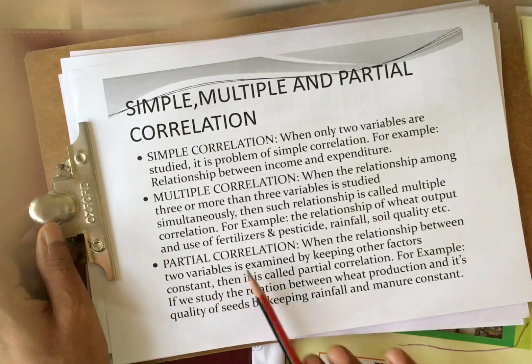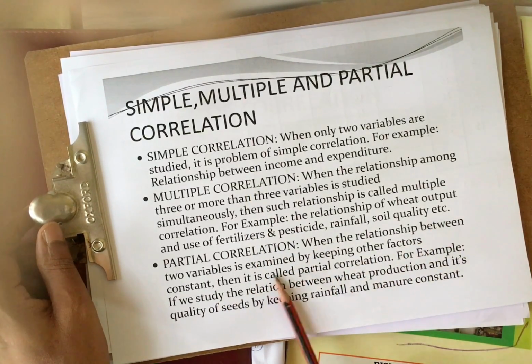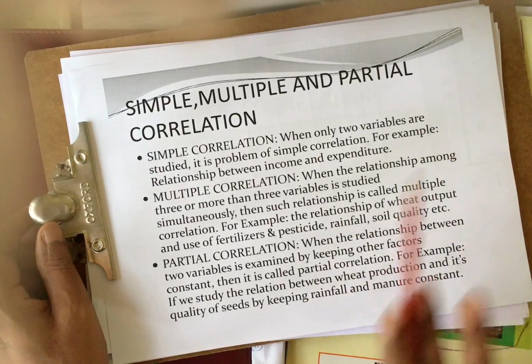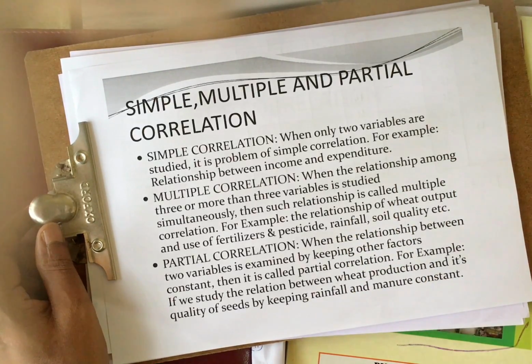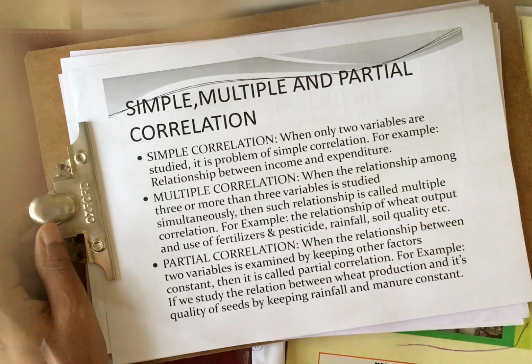Next, come to the partial correlation. What is the partial correlation? When the relation between two variables is examined by keeping the other factors constant. In the previous example, many factors are there, like even the demand. Demand of X good depends upon different factors, but keeping other factors constant, only price of X good and demand of X good are taken, then there is a negative relation.